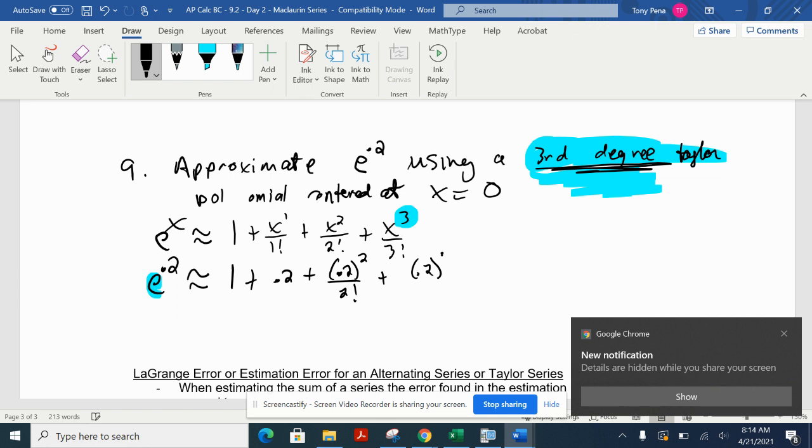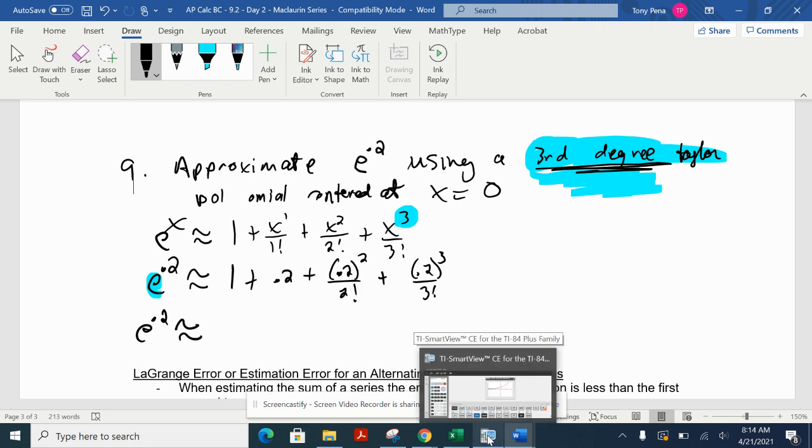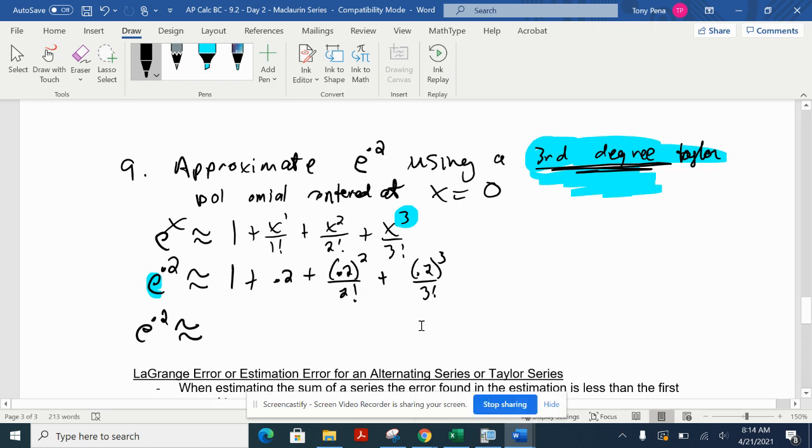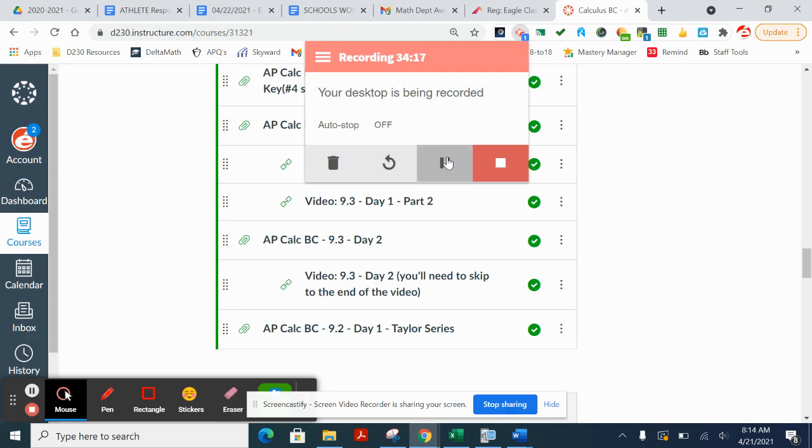This would be 0.2 cubed over 3 factorial. So what we would then do is plug that into our calculator, and this is the approximation for e to the 0.2. To save you a little bit of time, I'm going to pause you. You won't necessarily realize it. I'll be back in real time here very shortly, but I'm going to plug this into my calculator because this calculator takes a while to plug stuff in. So let me do that.